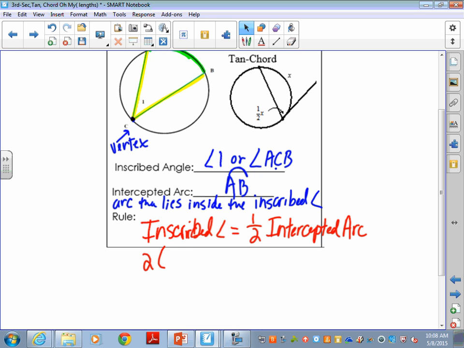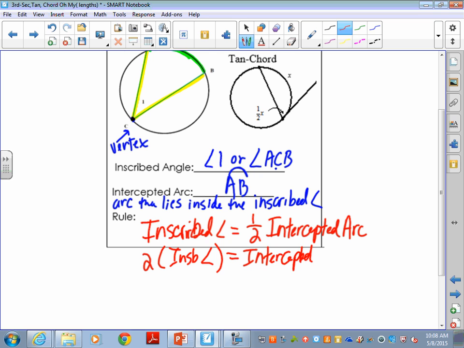And I'm going to abbreviate this so I have room. And it would equal the intercepted arc. Okay? All right, so everything we do from this relationship is going to apply this rule and do that to justify.